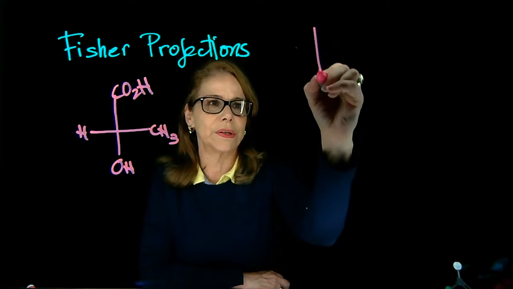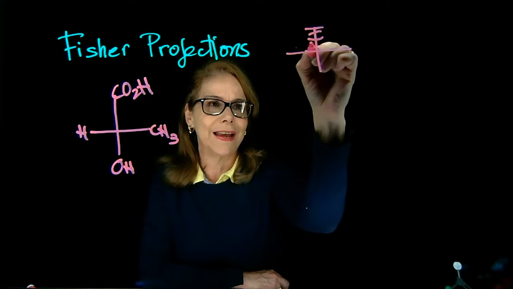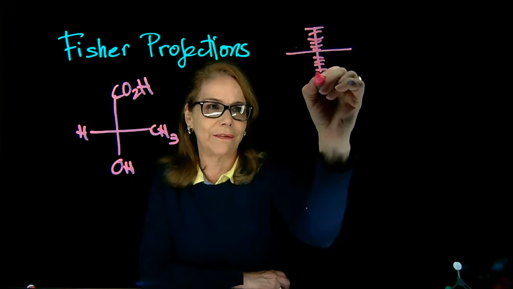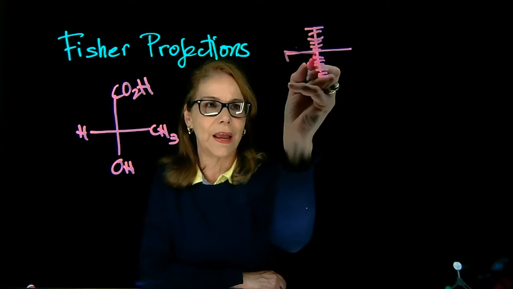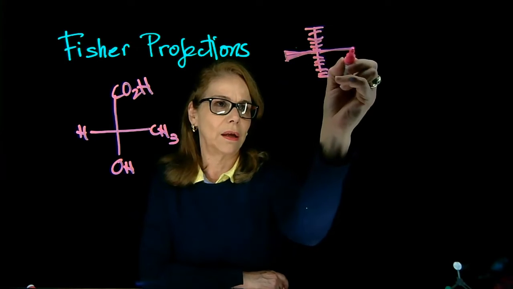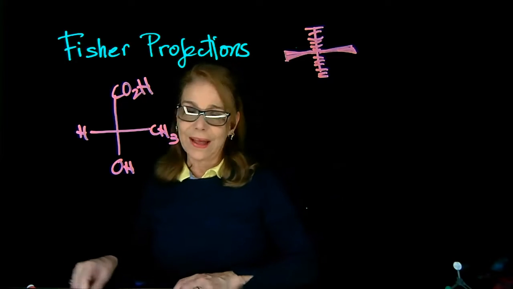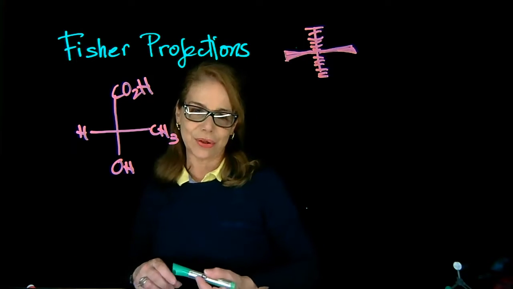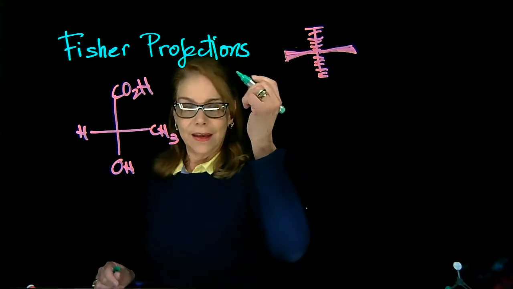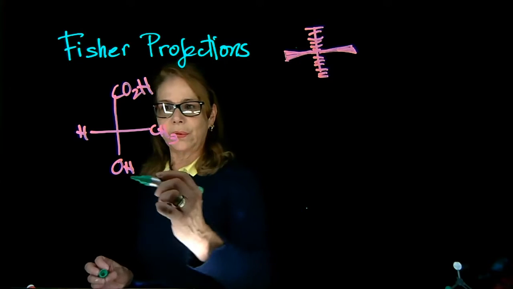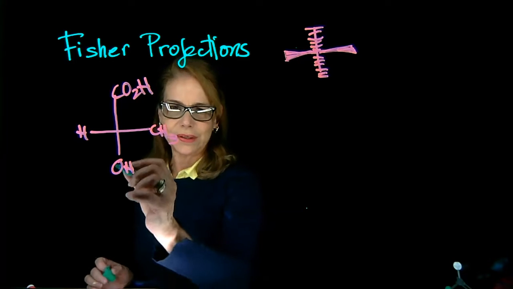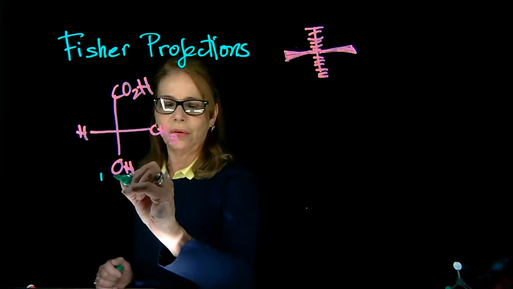And we are going to remember the convention. In Fischer, we have dashes on the vertical lines and wedges on the horizontal, right? So in doing that, the next step in assigning absolute configuration is giving priorities to the groups. So here you have four different constituents, and the highest priority is the OH.